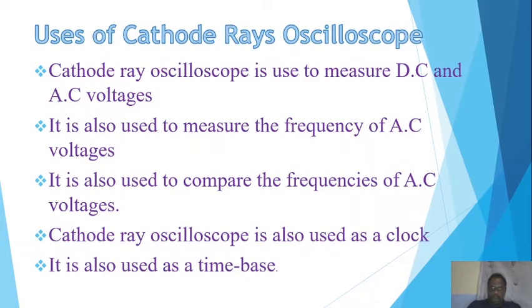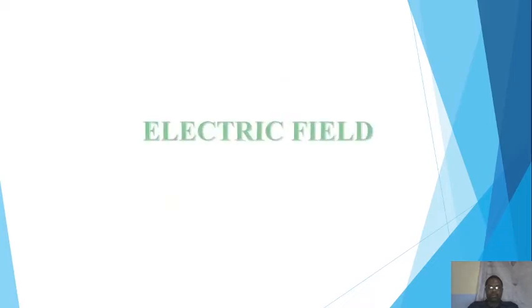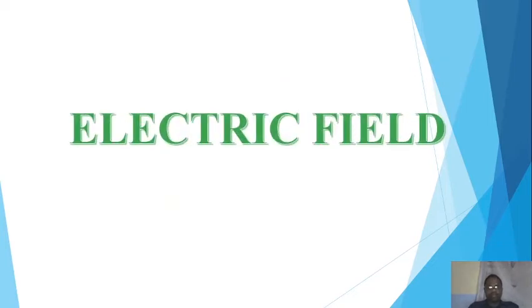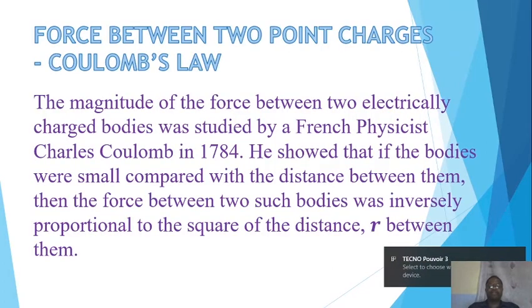Okay, now we move over to electric field. We know a field is simply a region which is under the influence of an external force. In the field, we have the electric field, magnetic field, and gravitational field. So for today, we are going to look at the electric field.